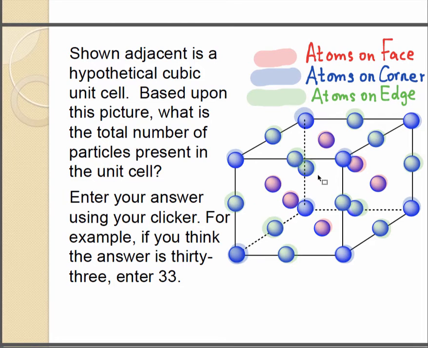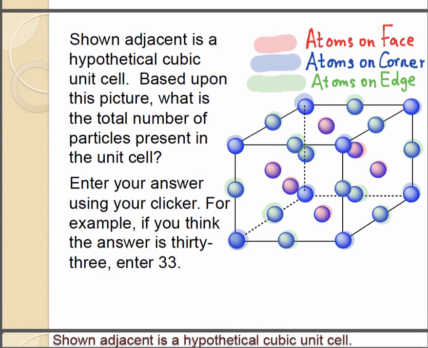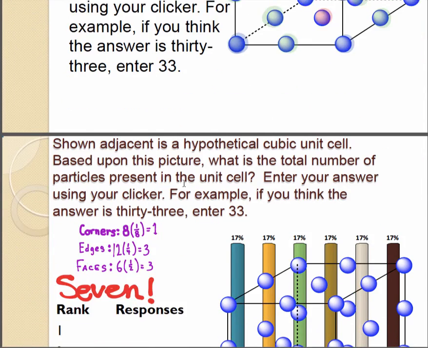1, 2, 3, 4 adds up to 1, and 1, 2, 3, 4 adds up to another one. How about 3 green ones as well? I think I got this formula.